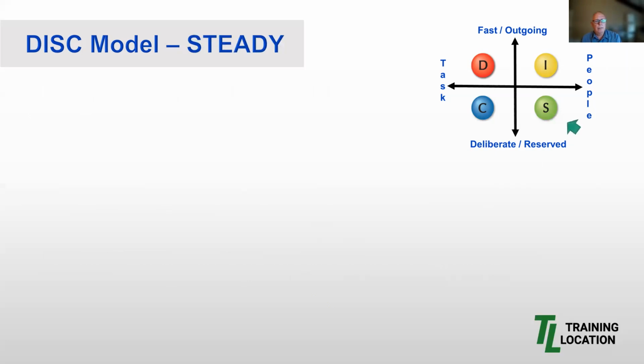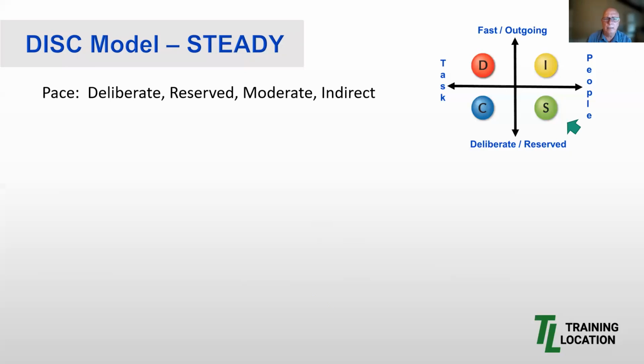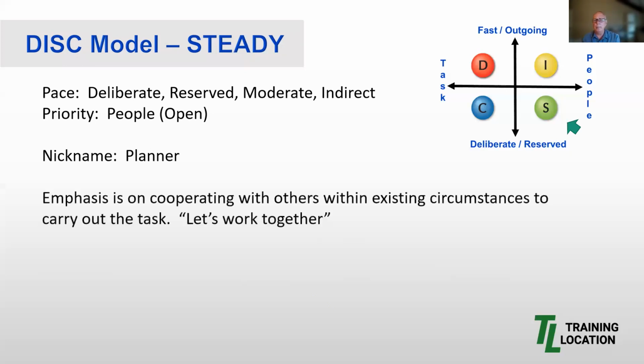And again, we learned that they're on the other end of the pace scale. They're deliberate, reserved, moderate, and I'm adding indirect here as a descriptor to pace for the S. Their priority is people or people orientation, and similar to the I, they're more open. The nickname here is the planner. Their emphasis is on cooperating with others within existing circumstances to carry out the task. Their motto is, let's work together.